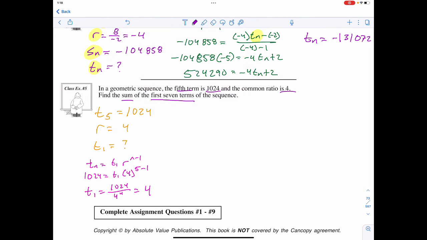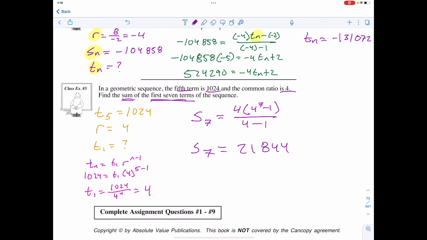If it wants to know the sum of the first 7 terms, the sum of the first 7 terms, when I don't know the value of the last term, is going to be 4 times 4 to the power of 7 minus 1 all over 4 minus 1. The sum of the first 7 terms is 21,844.